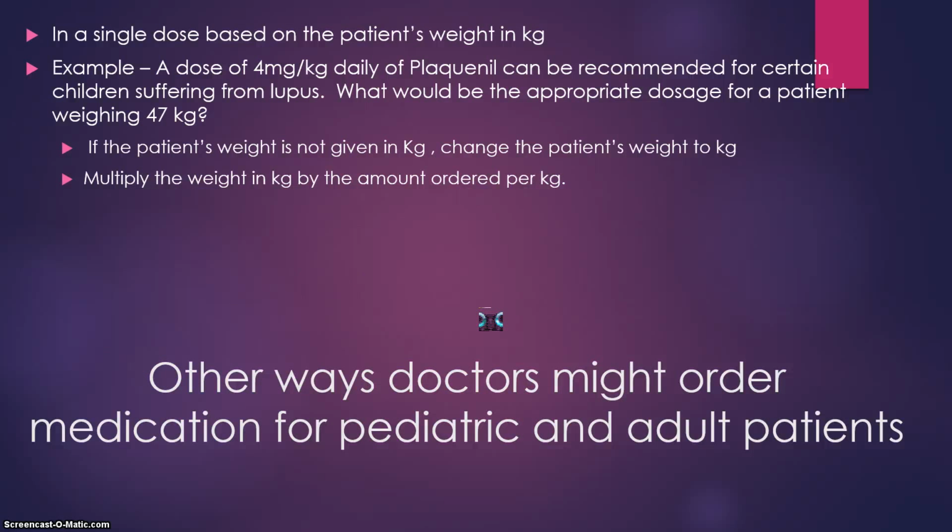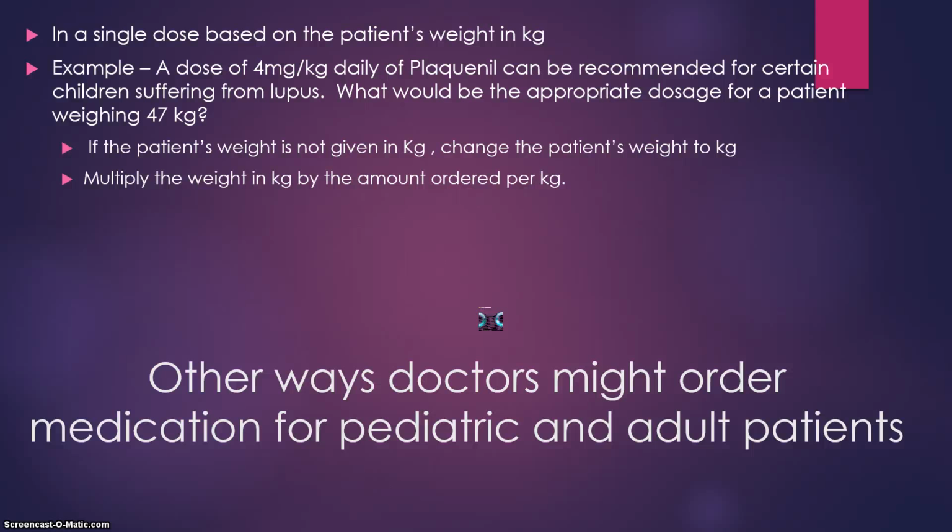So there are other ways that doctors might order medication for pediatric patients. For example, they may order it as a single dose based on the patient's weight in kilograms. For example, a dose of 4 milligrams per kilogram daily of Plaquenil can be recommended for certain children suffering from lupus. What would be the appropriate dosage for a patient weighing 47 kilograms?